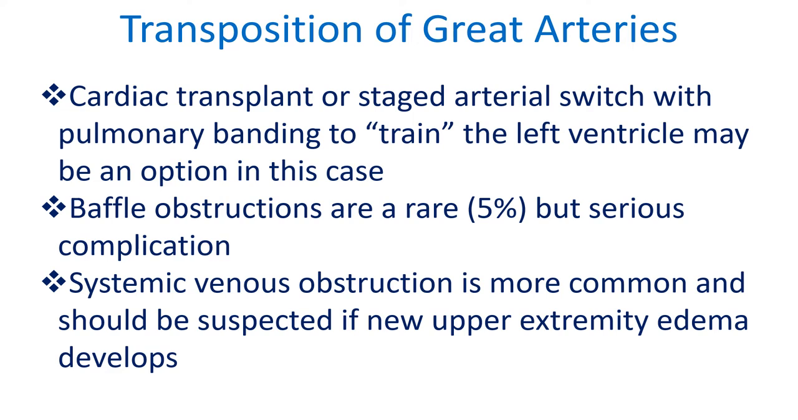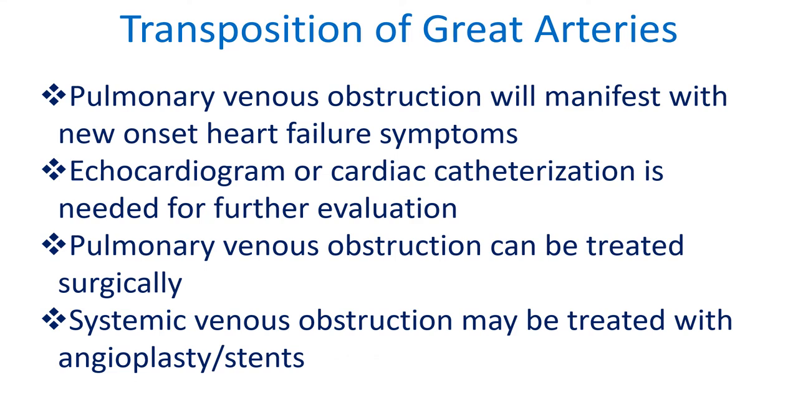Systemic venous obstruction is more common and should be suspected if new upper extremity edema develops. Pulmonary venous obstruction will manifest with new onset heart failure symptoms. Echocardiogram or cardiac catheterization is needed for further evaluation. Pulmonary venous obstruction can be treated surgically. Systemic venous obstruction may be treated with angioplasty or stents.